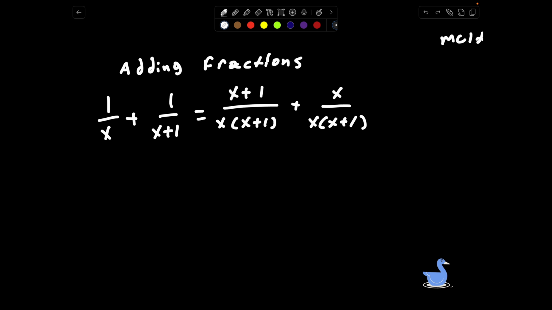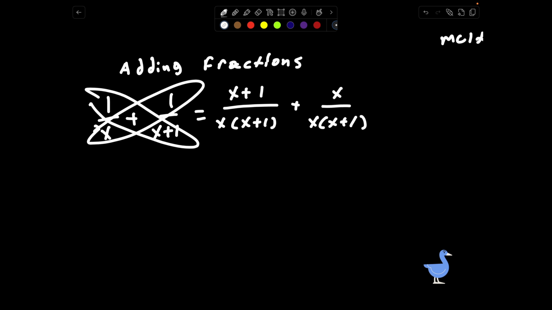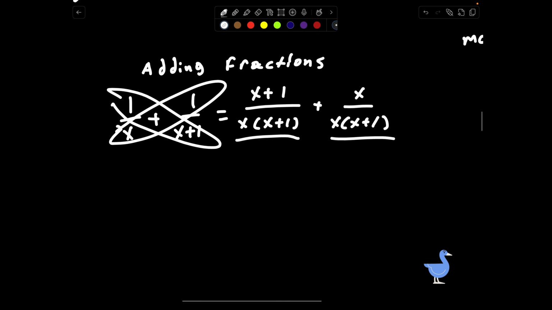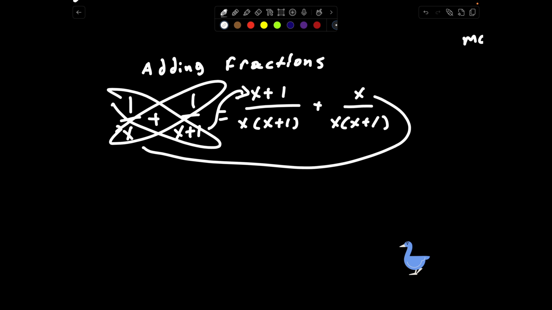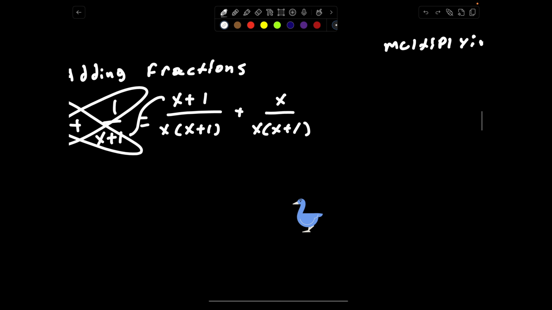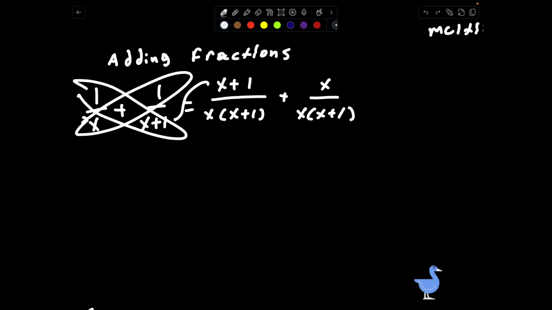So how I got that was we basically went ahead and just added these up together, but still having the same common denominator. X plus 1 on top, right here. X being on top, right here. That's all I did. And we can go ahead and further simplify this as well by adding these up together.